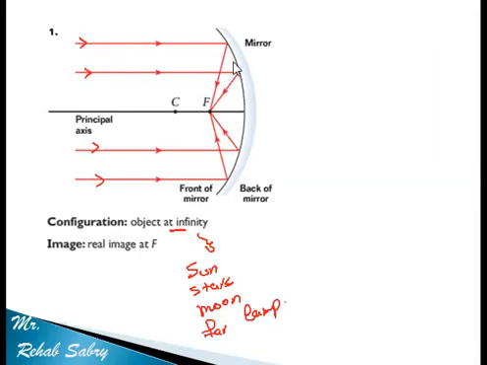So all these rays will go back to what? To the focus. Parallel rays go to the focus. So they will meet each other where? Here at the focus. The image will be a real image because it's in front of the mirror, because it results from the reflected rays themselves.